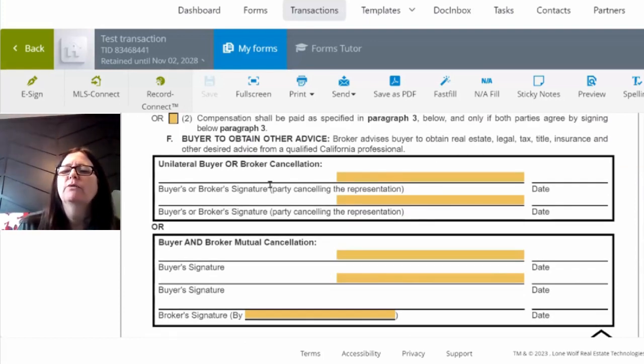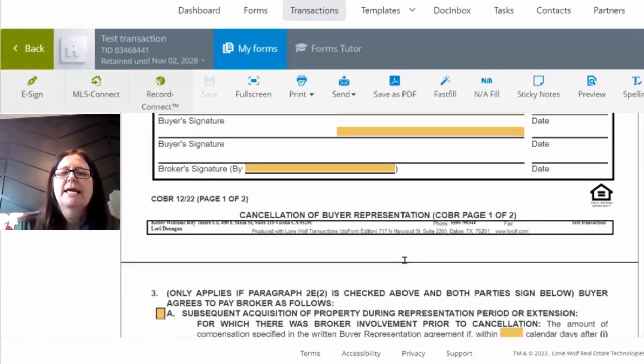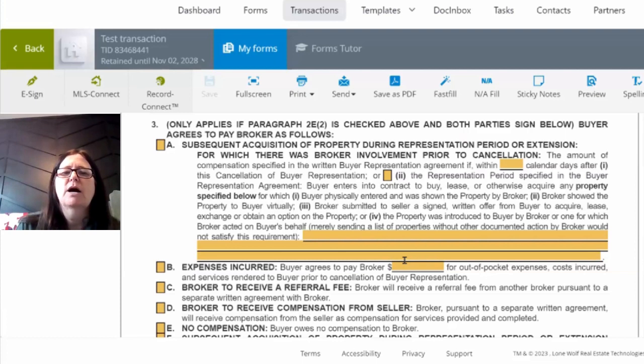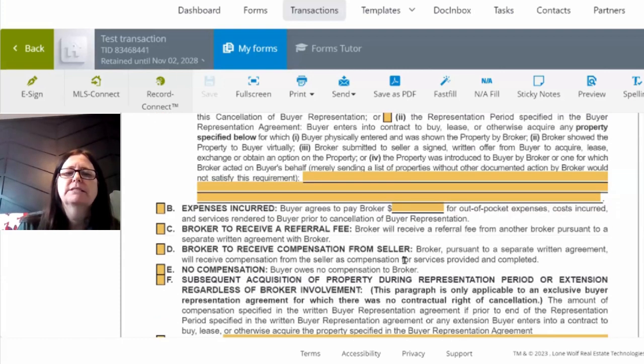So if only one party is canceling, then only one party needs to sign here. If both parties are canceling mutually, then both parties would need to sign here. So depending on what happens, depends on who signs and where. And then we come down to compensation. So let me see.